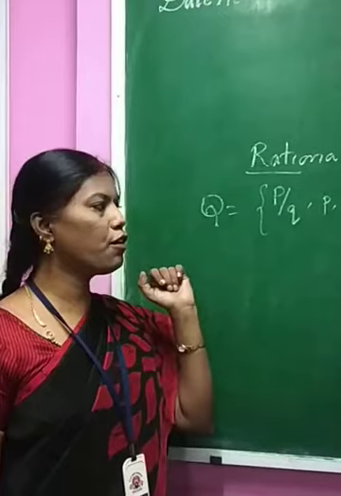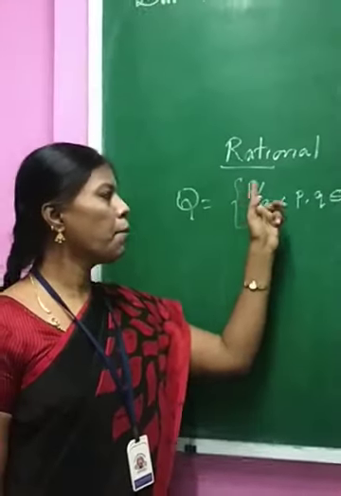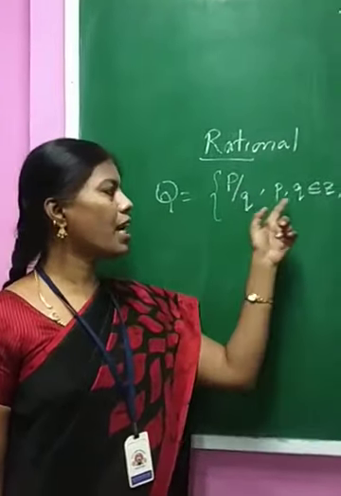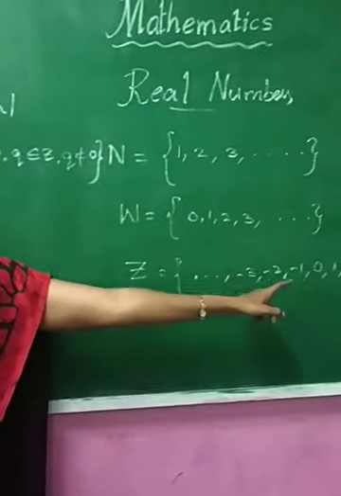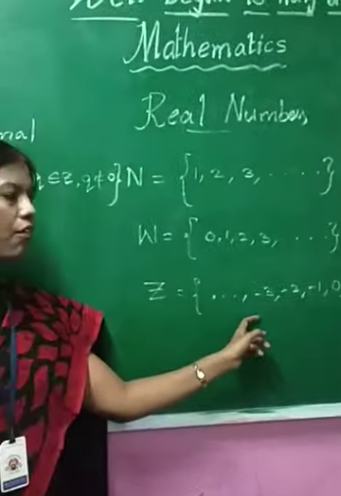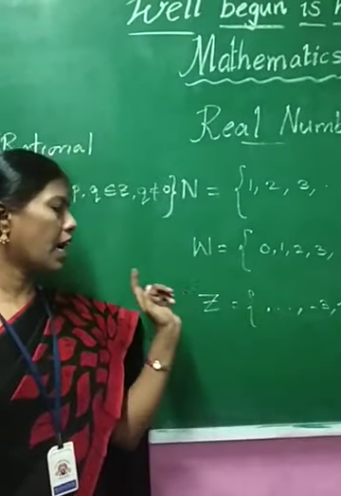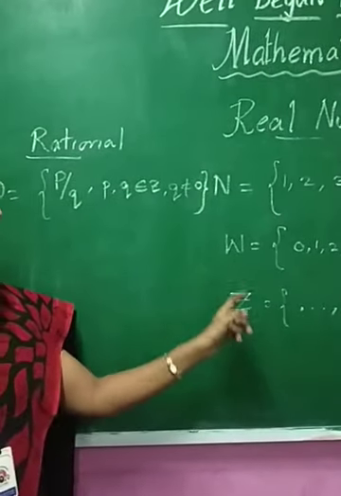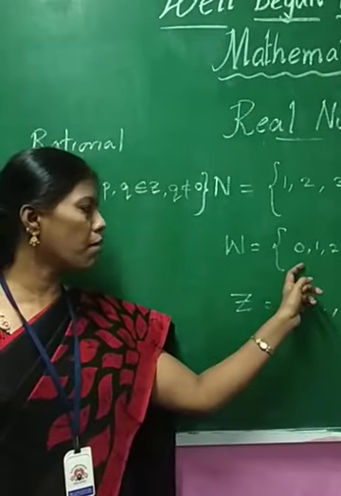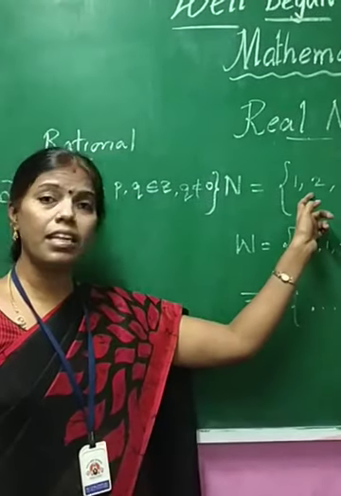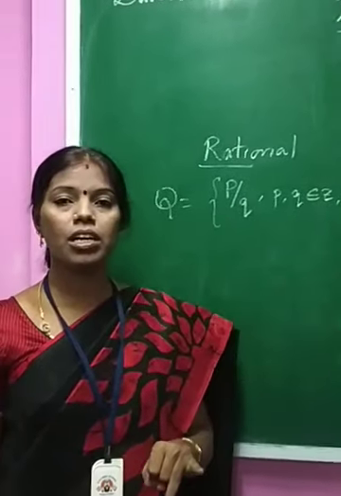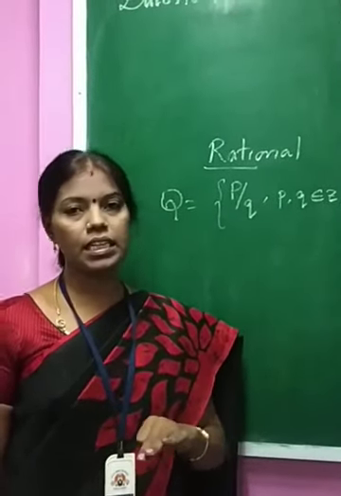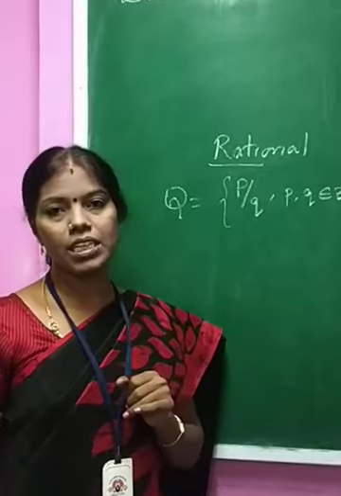In that, if you see, p and q are integers, we are saying. Integers are nothing but the whole numbers and additive inverse of natural numbers. So here rational numbers include natural numbers, whole numbers and integers. Then we call them rational numbers.